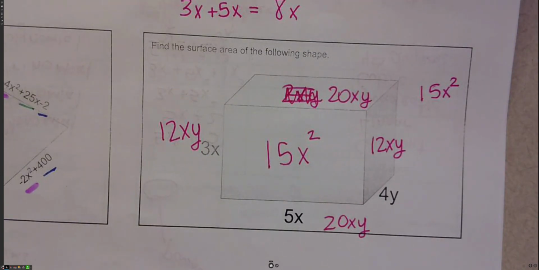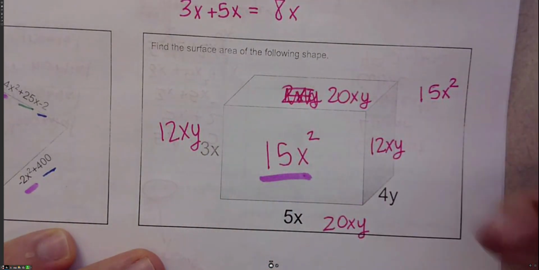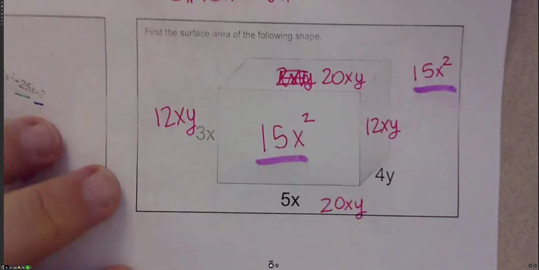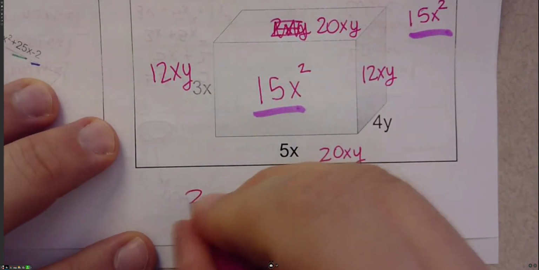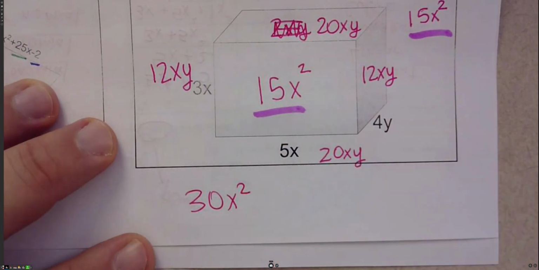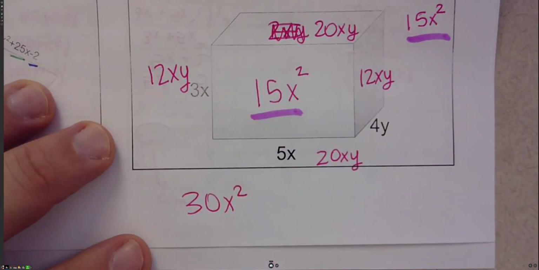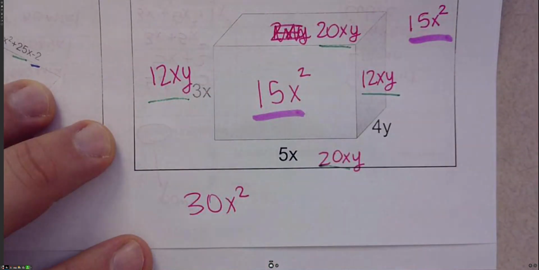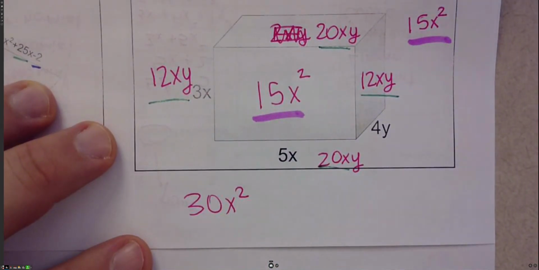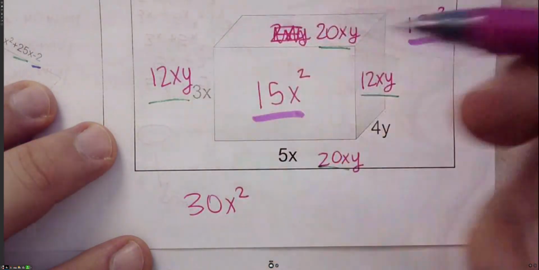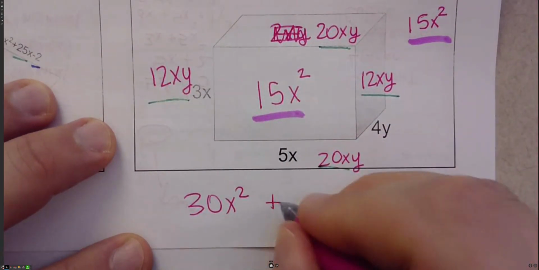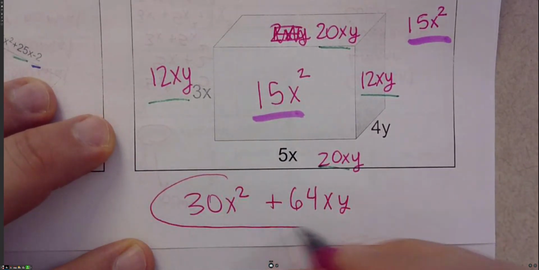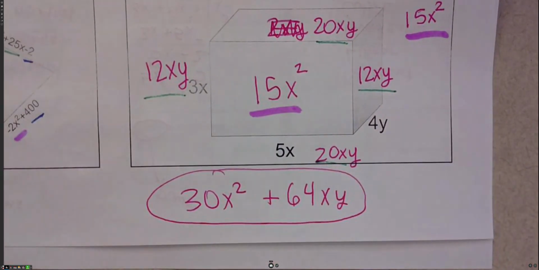So I'm going to do, just for whatever reason, I'm going to add my x squareds. What do I get? I get 30x squared. Then I'm going to add my xy's. When I add those up, I get 40, 50, 64. Is that what you said? Yep. 64xy. That is the surface area of that shape.